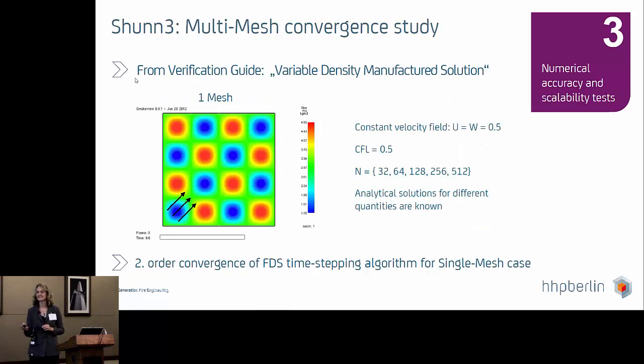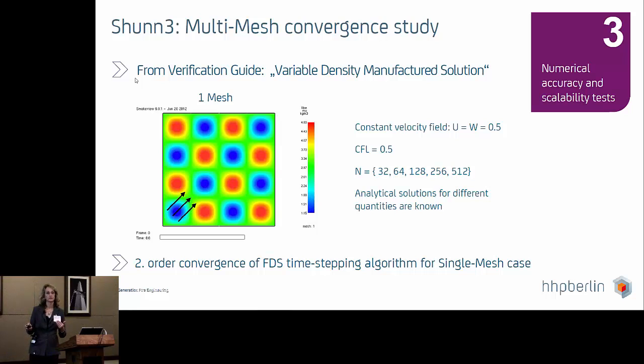Now a short second test case. It's about SHAN3 from the verification guide, and it's called Variable Density Manufactured Solution. There is a constant velocity field from the lower left to the upper right. This case is treated as a single mesh case with different grid resolutions. For some quantities, the analytical solutions were known so that a convergence study could be performed. And for the single mesh case, this study clearly showed the second order convergence of the FDS time stepping scheme.